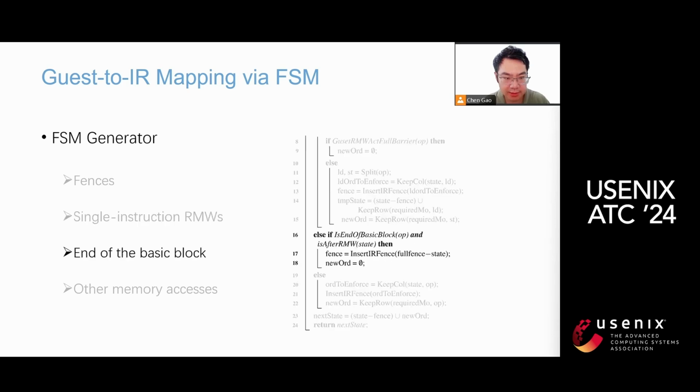In the case where the previous operation is a single instruction RMW and no other concurrent primitives are encountered at the end of the basic block, it's necessary to insert a barrier to ensure the RMW composed of load and store accesses can act as a full barrier. For other memory accesses, fences are inserted to comply with the required memory orderings.